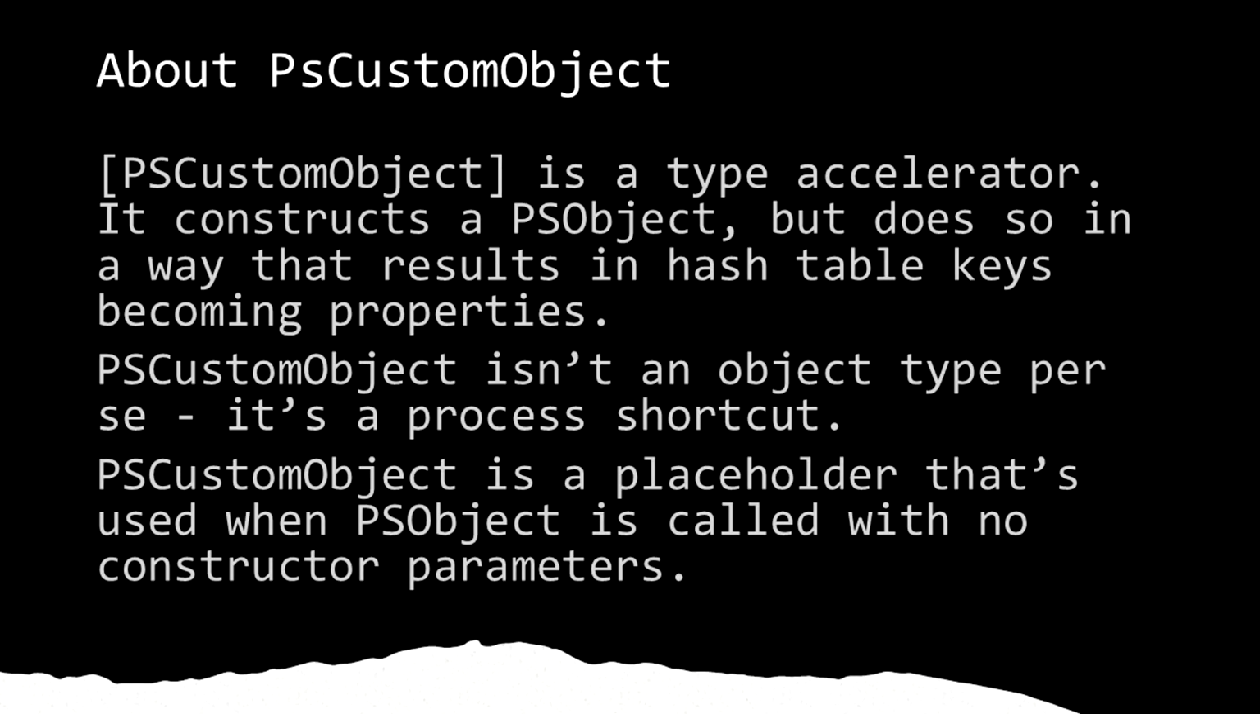PSCustomObject is a type accelerator. It constructs a PSObject but does so in a way that results in hash table keys becoming properties. PSCustomObject isn't an object type per se, it's a process shortcut. The docs are relatively clear about it, and here's the link. PSCustomObject is a placeholder that's used when PSObject is called with no constructor parameters. And what does that really mean to us? That means we can pretty much construct a PSCustomObject as we would create a hash table, but with all the joys of a PowerShell object, with methods, access to properties, and so on. So let's dig into how to actually do it in code.